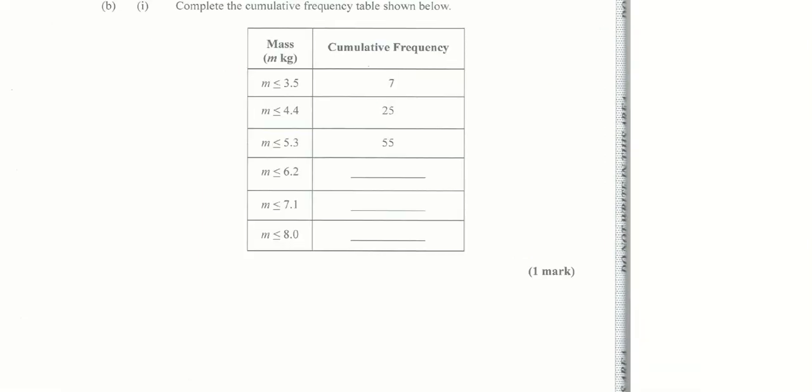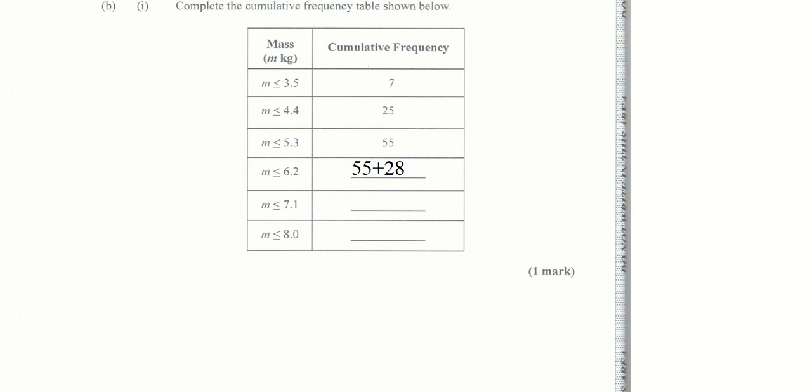Okay, so this question says complete the cumulative frequency table shown below. What we should know about cumulative frequency is that the next cumulative frequency is your previous cumulative frequency plus your frequency. So this one here would be 55 plus 28, I believe.